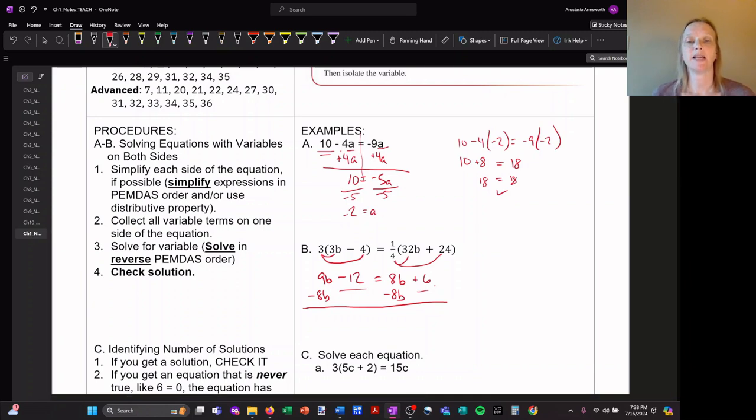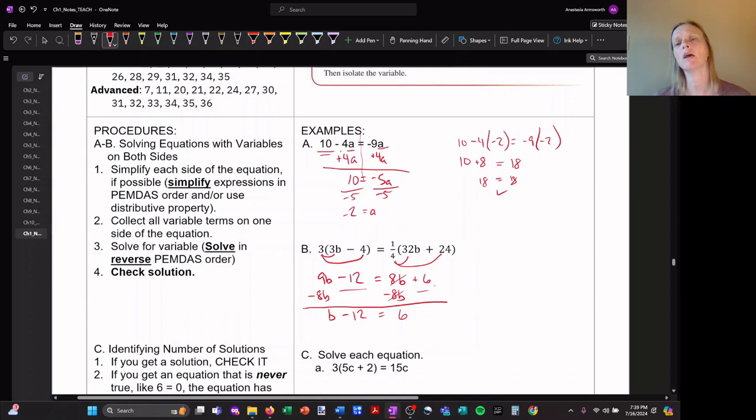So 8b minus 9b is just 1b, or b, but I'm still subtracting 12. And on this side, the b's canceled out. I'm left with 0 added to 6. So I'm just going to write the number 6 here.